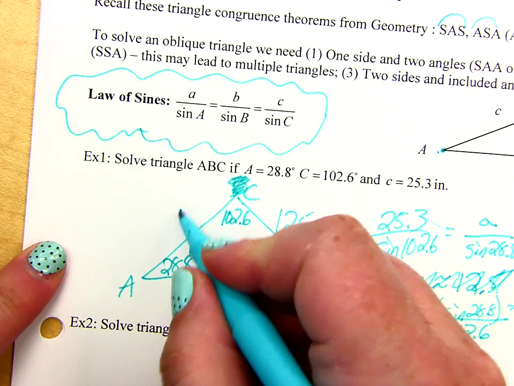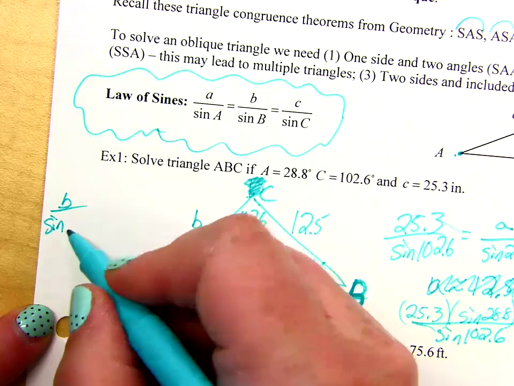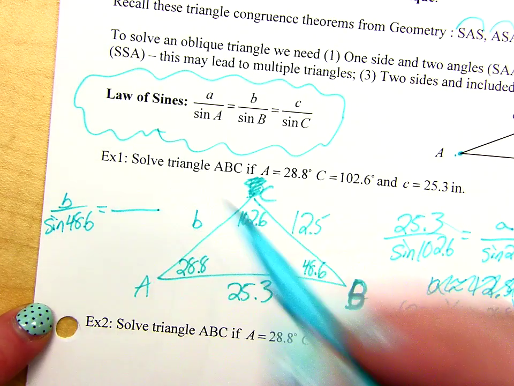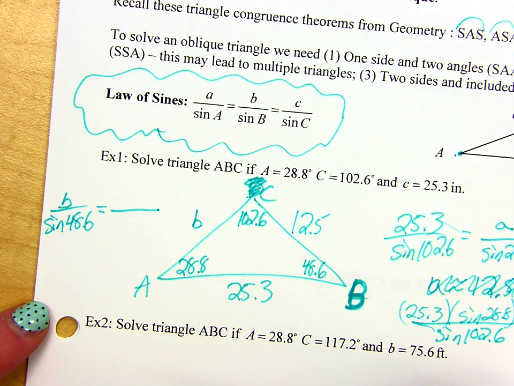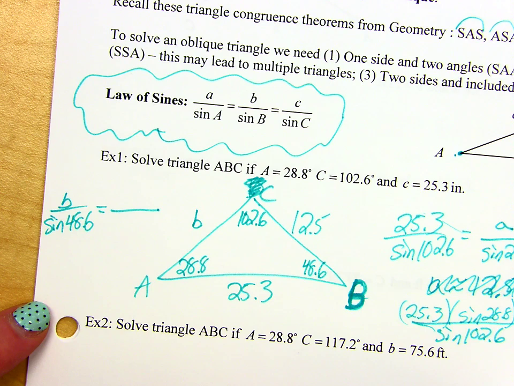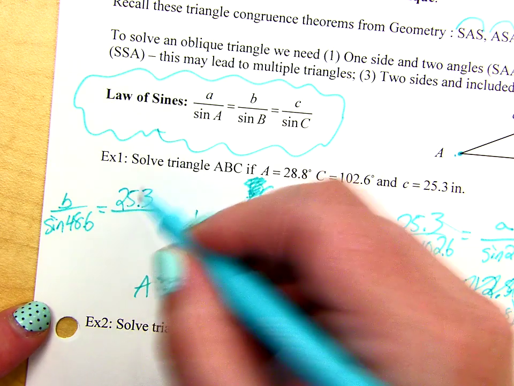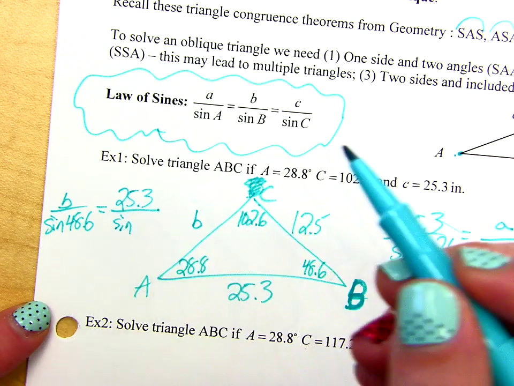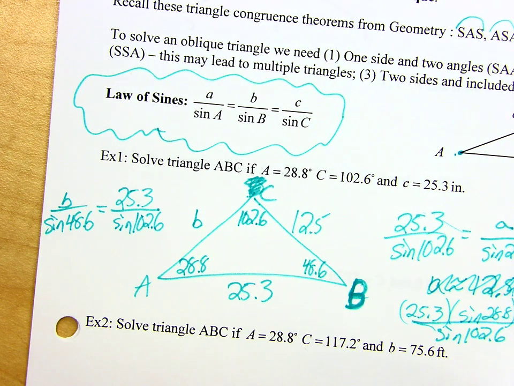If I'm trying to find little b, couldn't I do little b over sine 48.6? And what would that be equal to if I'm trying to avoid using this number? What could I set it equal to? Oh, wait. I don't want to use 12.5. Can I just use these two again? Sure. I know they're not wrong because that's what they gave me. That's the given information. Always try to avoid using an answer you got to get the next answer.